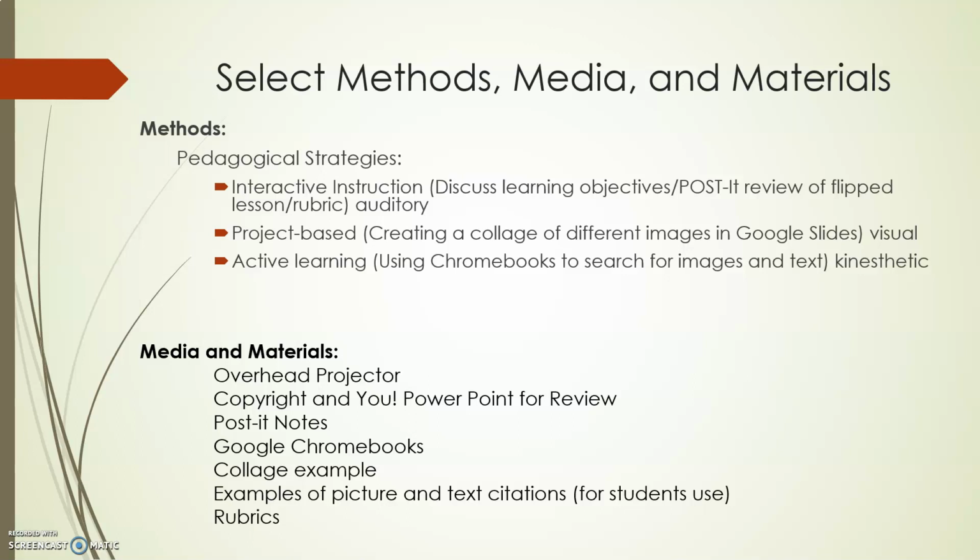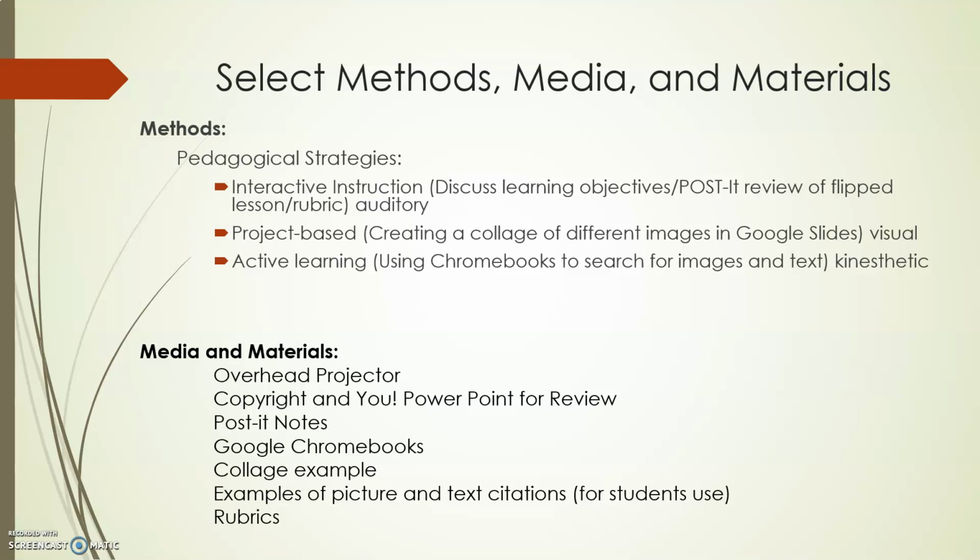This is also where we're going to go through the rubric, and I'm going to break down what I'm looking for in their collages. The project-based part of this will be creating the collage in Google Slides with their partner, and that's going to be the visual learning style. For active learning, they're going to be actually using their Chromebooks with their partners to search for images and text that they want to use. They're going to be using their own Chromebooks because they're using Google Slides. They can create and work on the same Google slide together, which is what they'll be doing. But they're both going to be active, and that's the more kinesthetic style of learning.